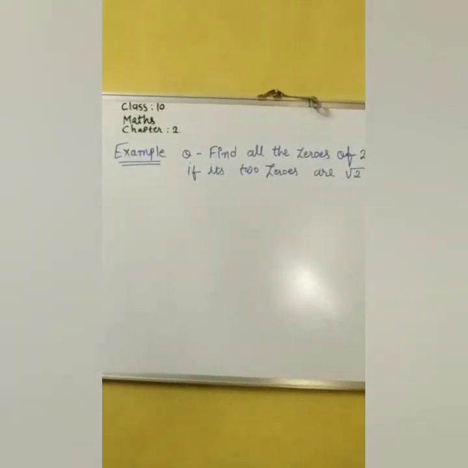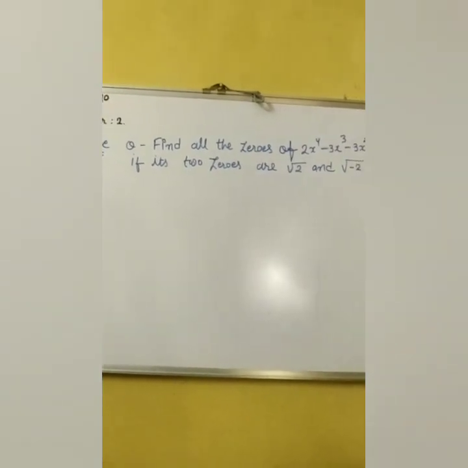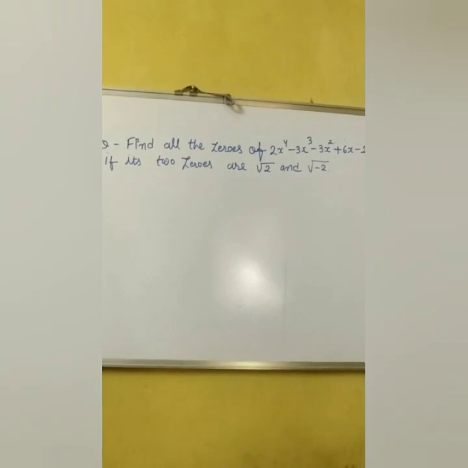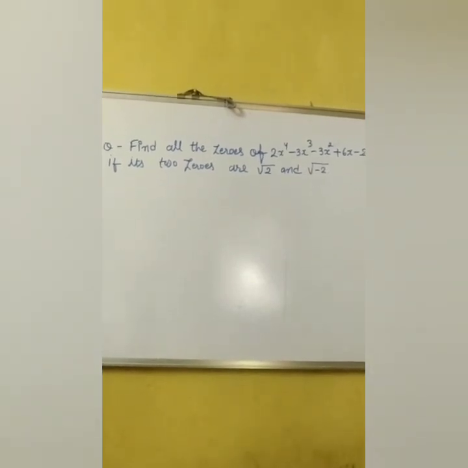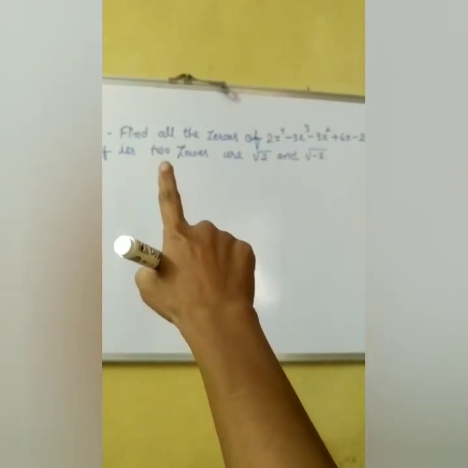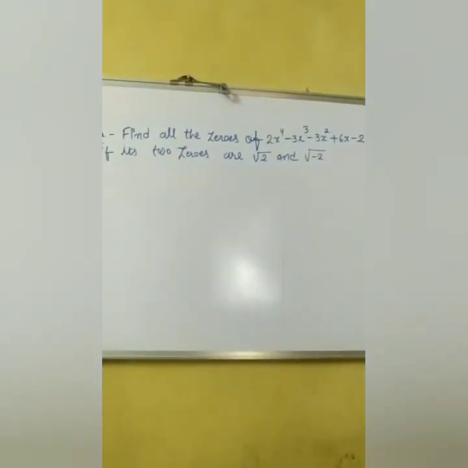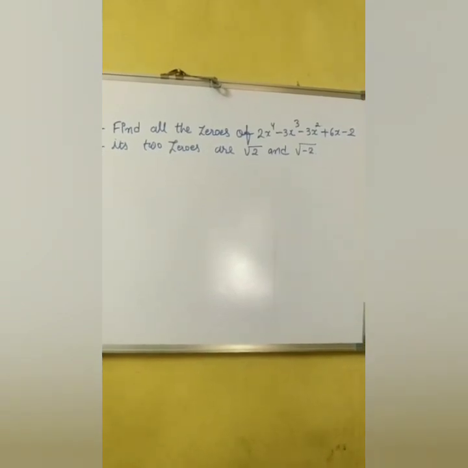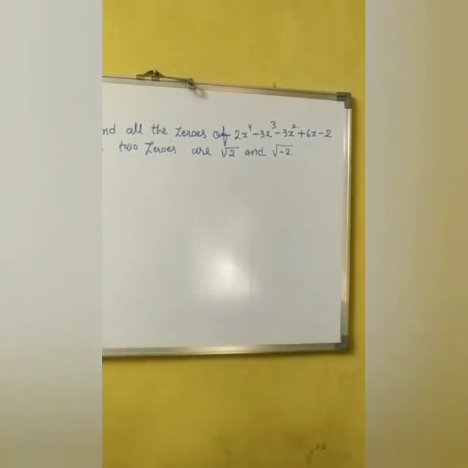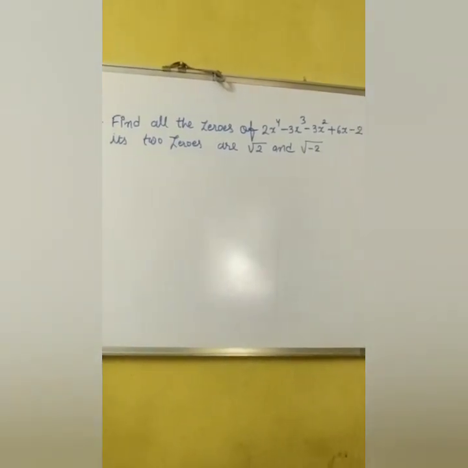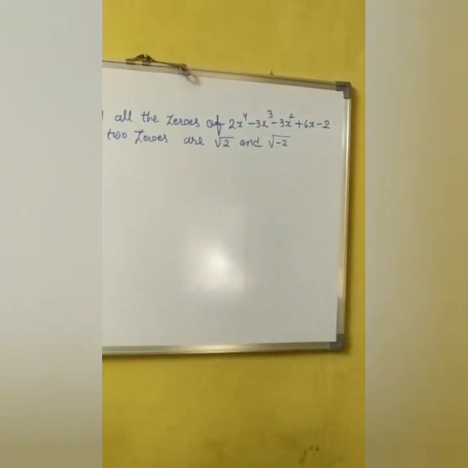Everyone, here is the example. This is a very important question for the board purpose because it contains 4 marks. This is a very lengthy process. Here the question is given like that: to find all the zeros of the polynomial. The polynomial is 2x raised to 4 minus 3x cube minus 3x square plus 6x minus 2, if its two zeros are under root 2 and minus under root 2.